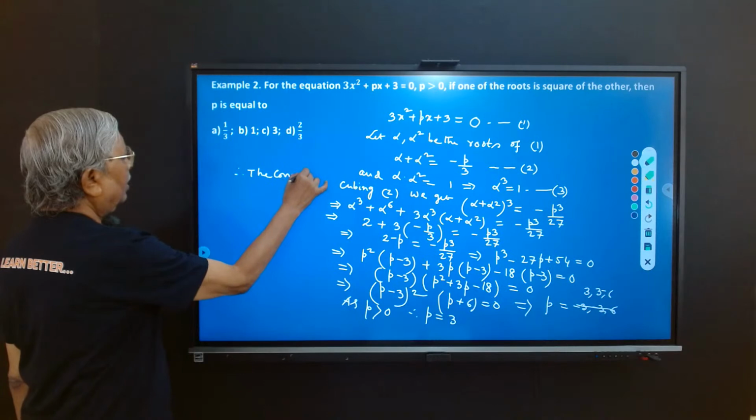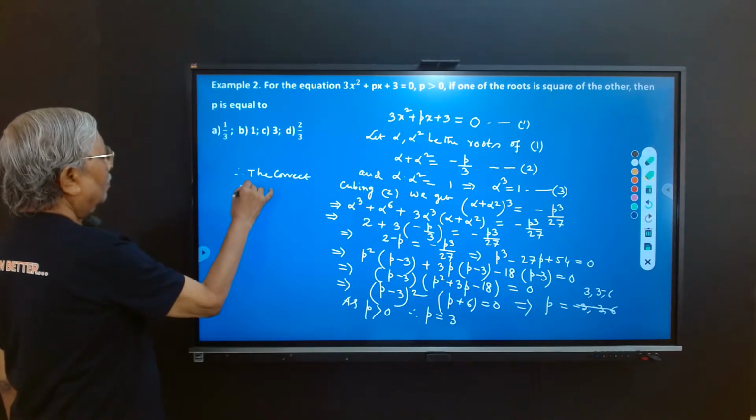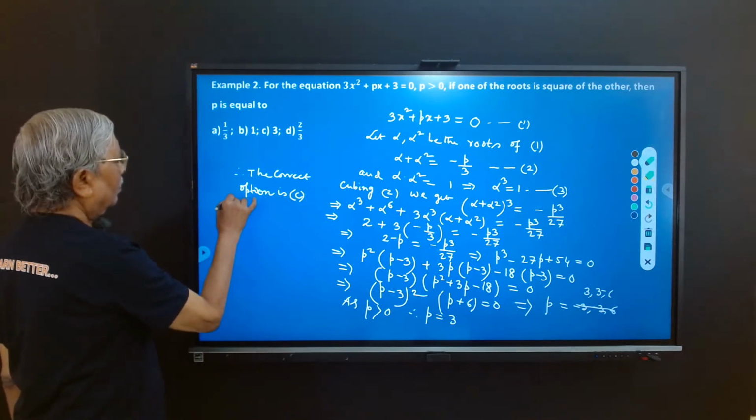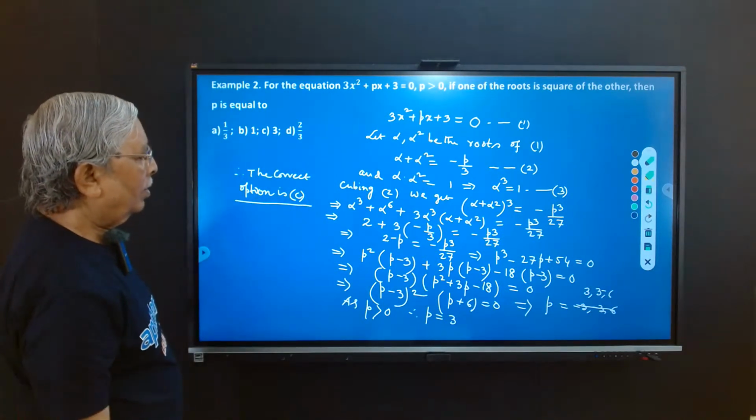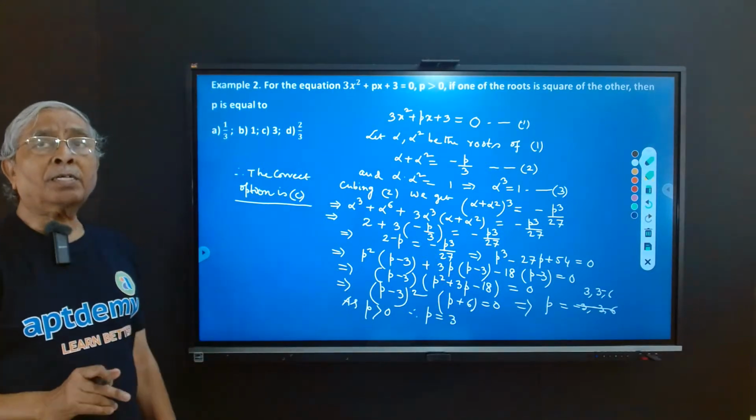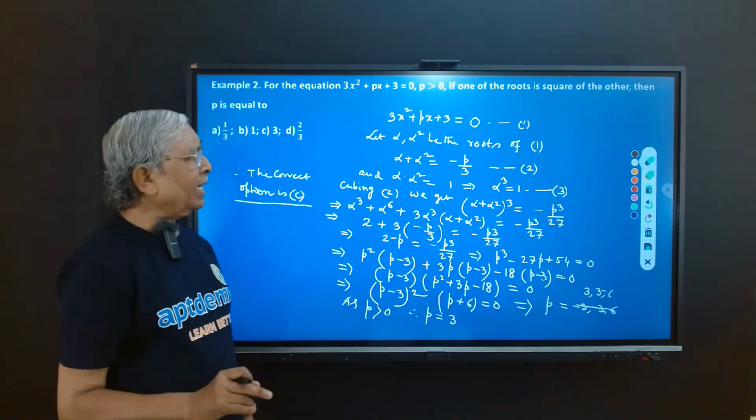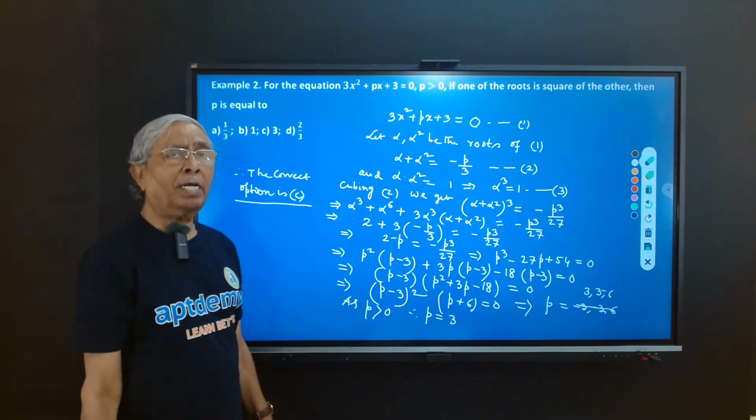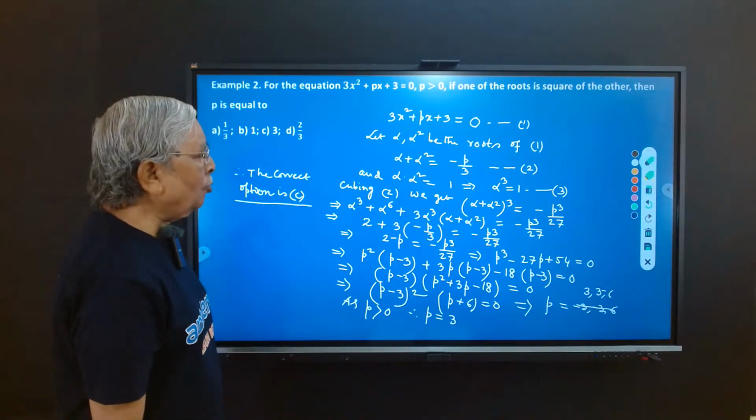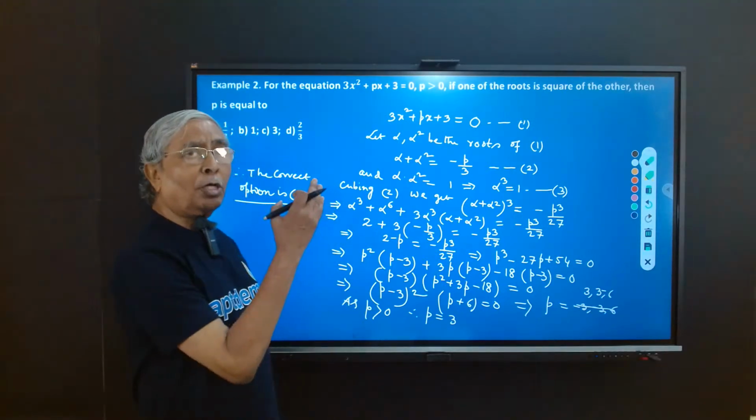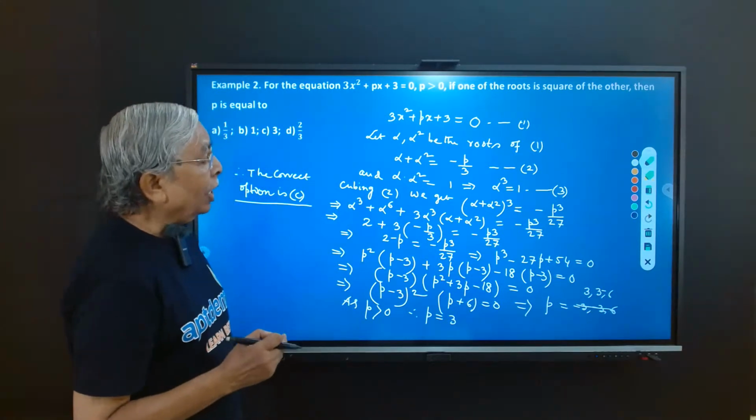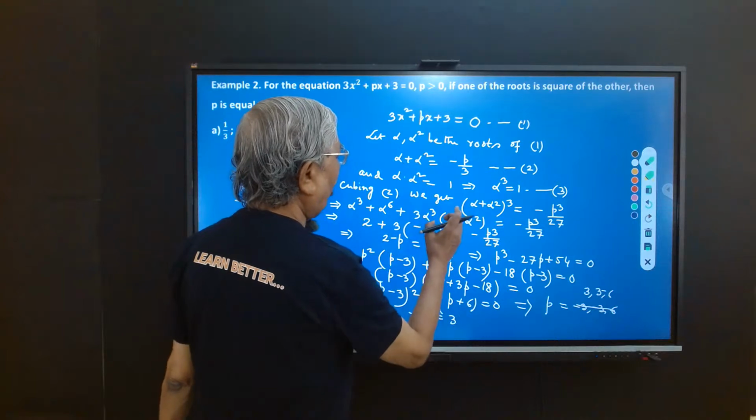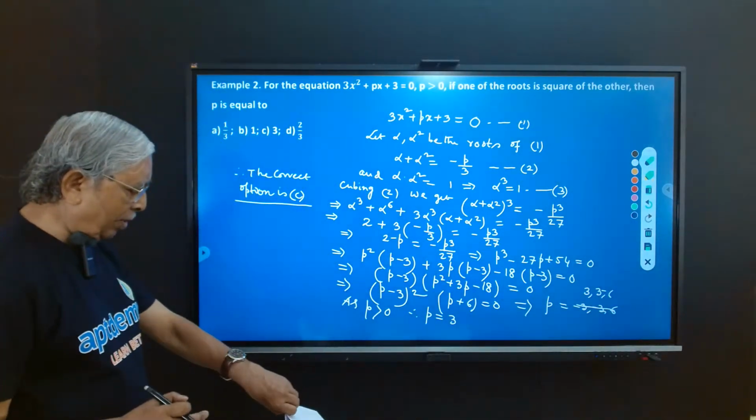So the correct option, that is, you are given one root is the square of the other. So let's write the roots are alpha and alpha square. Write down the two equations, sum of the roots and product of the roots. Therefore, we have to eliminate alpha. If I cube the equation 2, what do you get? a cube plus b cube plus 3ab into a plus b.